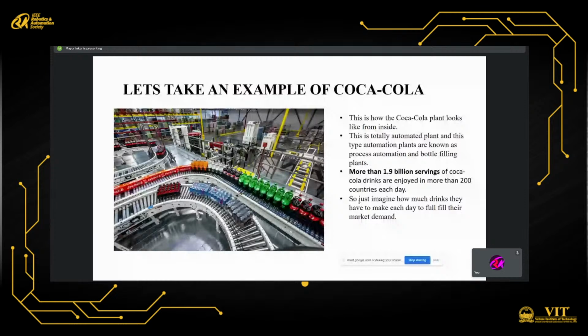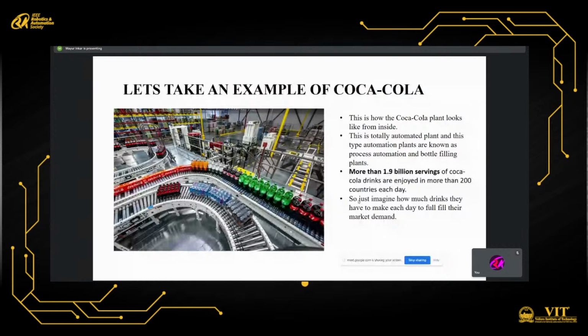For Coca-Cola, more than 1.9 billion servings of Coca-Cola drinks are enjoyed in more than 200 countries each day. Just imagine 1.9 billion servings each day. So Coca-Cola has to fulfill this demand in the market. If they don't manage to fulfill this demand, their market is going to decrease and they are going to fall in the market. So to keep up with this, they are adopting process automation.